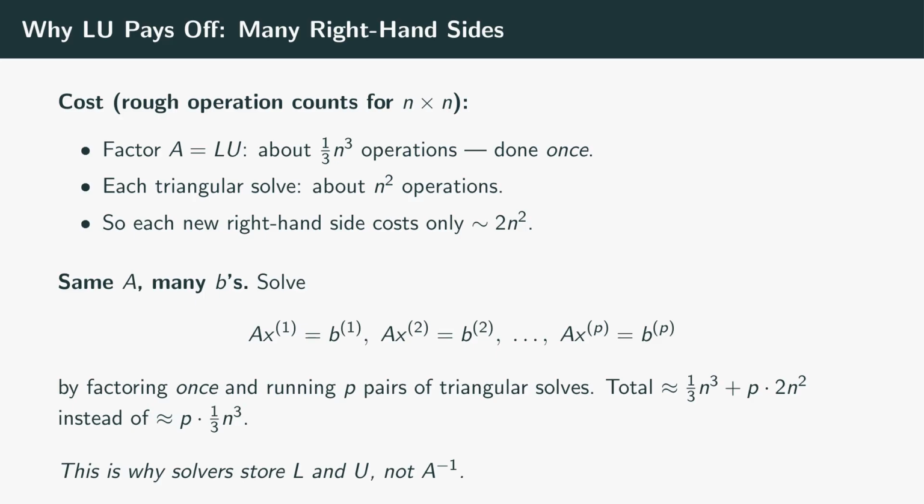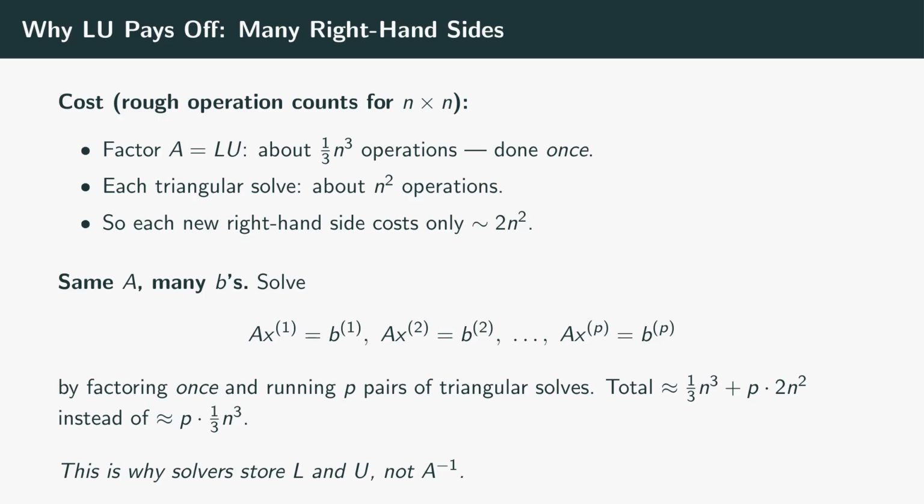Now picture the common situation where the matrix A stays fixed, but the right-hand side keeps changing. The same circuit driven by many inputs, the same structure loaded many ways. If you ran full elimination every time, you would pay that 1/3 n³ over and over. Instead, you factor A once, then handle each new right-hand side with one forward solve and one back solve, roughly 2n² each. The cubic cost is paid a single time and amortized across every solve.